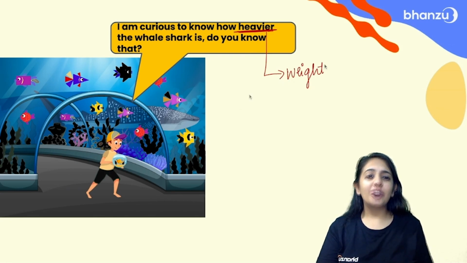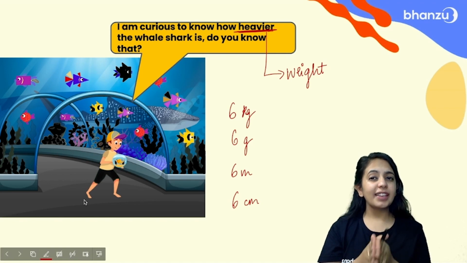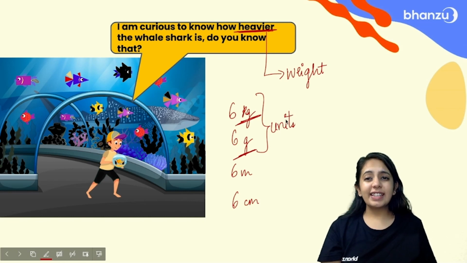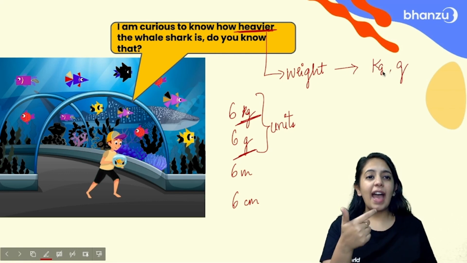Okay, now if I give you options: 6 kilogram, 6 gram, 6 meter, 6 centimeter. Out of these four options, which ones do you think represent weight? The ones which have kg and gram, right? Kilogram and gram. Okay, so these are the units. So whenever you see these units, you get to know that these represent weight. So therefore the units of weight are kg and g, meaning kilogram and gram.